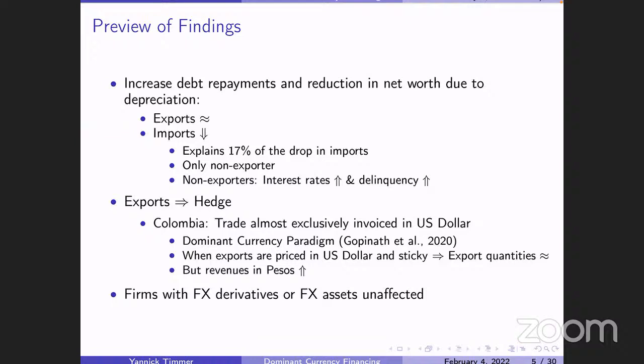If this is true, then we would also expect that firms that use FX derivatives or FX assets are to some extent hedged against this depreciation in terms of the financial channel. And we indeed find evidence that firms that have FX derivatives or FX assets are completely unaffected by this channel that we are highlighting.